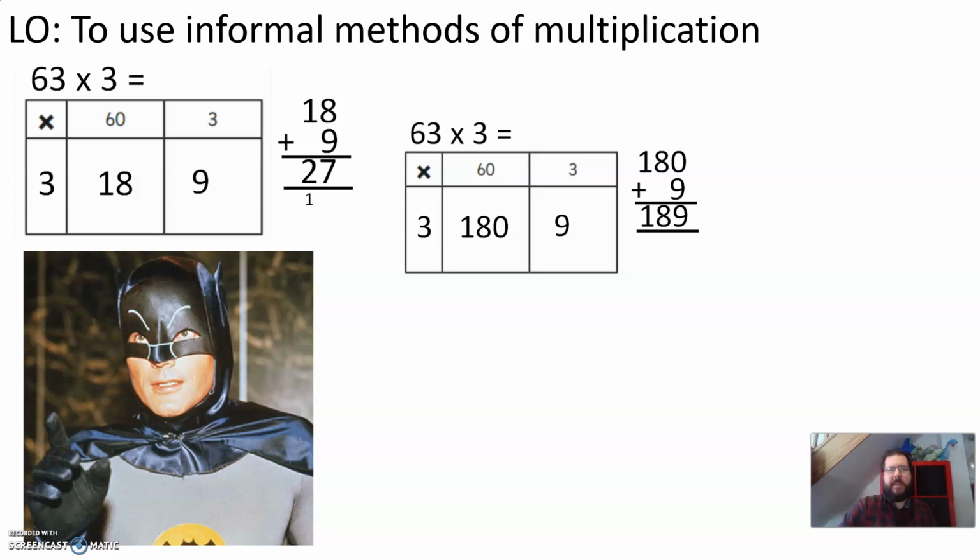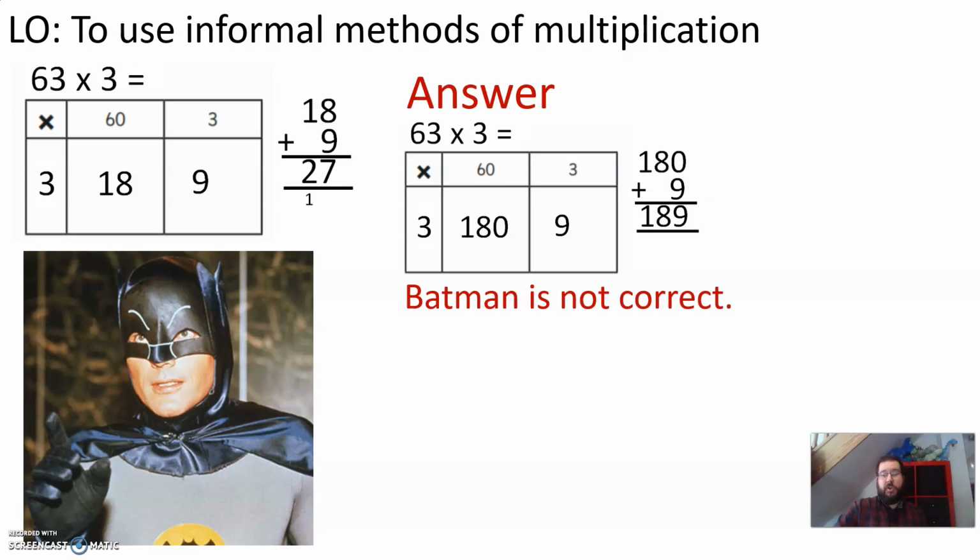Now, in order to explain why I know Batman is wrong, I'm going to use what we do in English with our APE answers, and I'm going to apply that to my maths. So the first one, obviously, is the answer. Batman is not correct. It is that simple. That's all we need to put for the answer. The question says, is he correct or not? No, he's not. He's wrong.